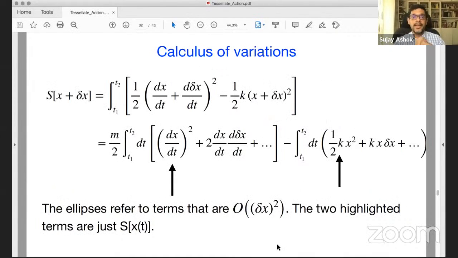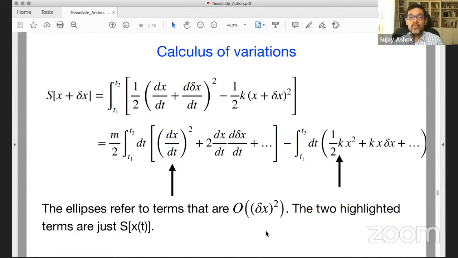Okay, so this is x plus delta x expanded in gory detail. And we notice something that should be obvious, that these two terms are exactly the action for the original path, for the extremal path. Right? So when I do S of x plus delta x minus S of x, only this term from the kinetic part and the second term from the potential energy will contribute. Is that clear? And I have neglected all terms that are delta x squared.